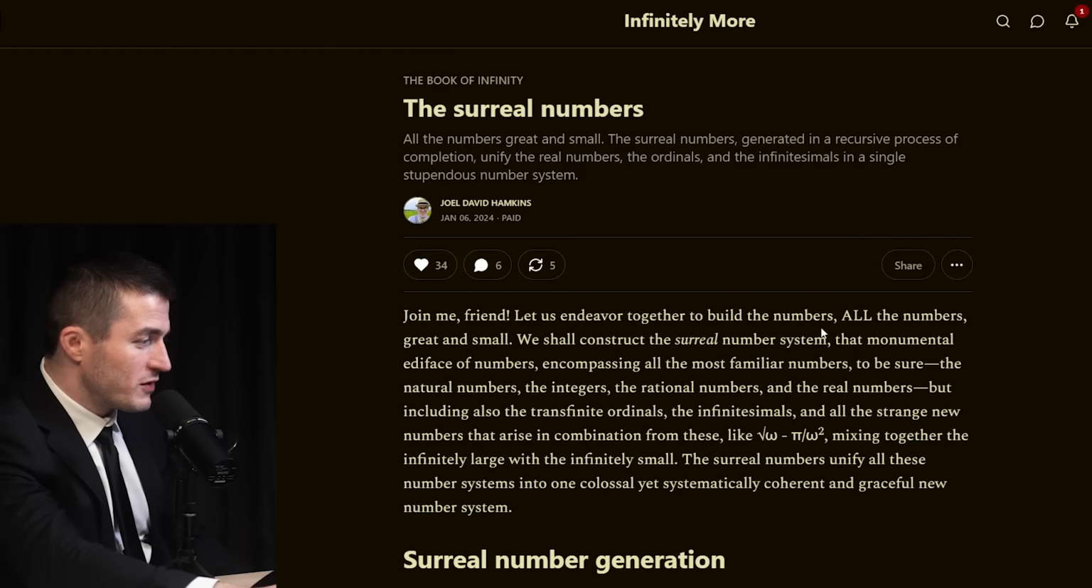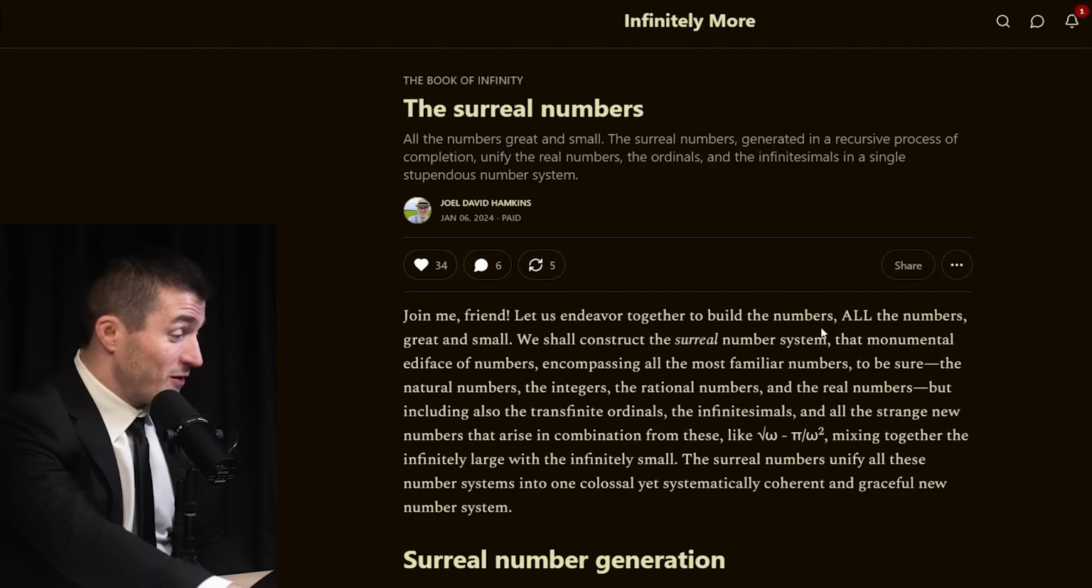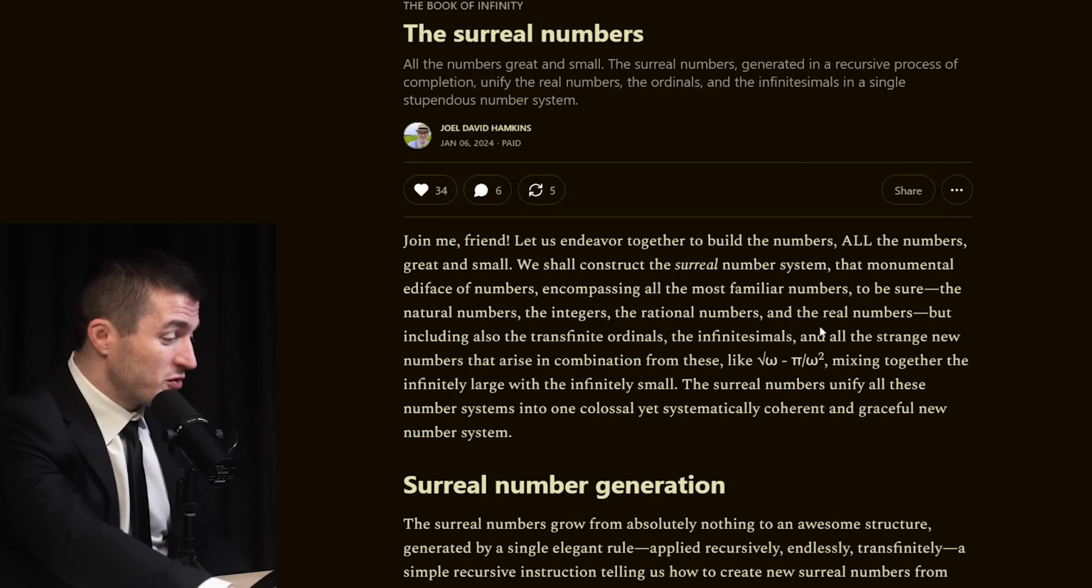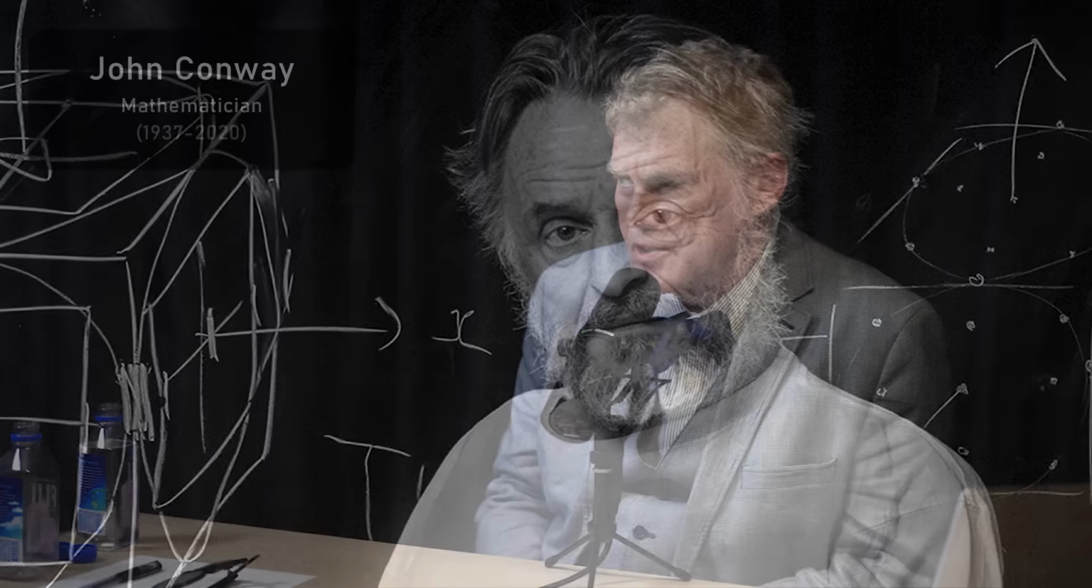There's this aforementioned wonderful blog post on the surreal numbers, and there's quite a simple surreal number generation process that can basically construct all numbers. So maybe this is a good spot to ask, what are surreal numbers and what is the way we can generate all numbers? So the surreal number system is an amazingly beautiful mathematical system that was introduced by John Conway.